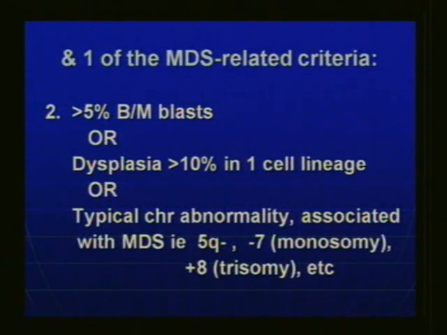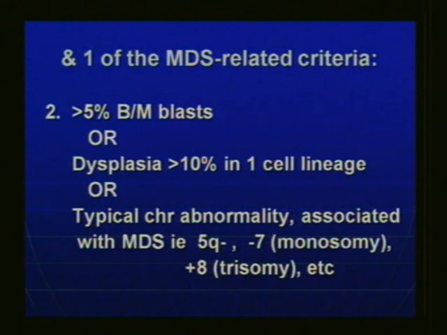And next, along with this, either you find the number of blasts in the bone marrow is more than 5%, or you demonstrate dysplasia of more than 10% of cells in one cell line. If you are looking at the erythroid, dysplasia should be present in more than 10% of the bone marrow erythroid component. Or if you are looking at the granulocytic cells, again more than 10% of the granulocytic cells should show dysplasia. Just finding a few dysplastic cells here and there doesn't really give a criterion for the diagnosis.